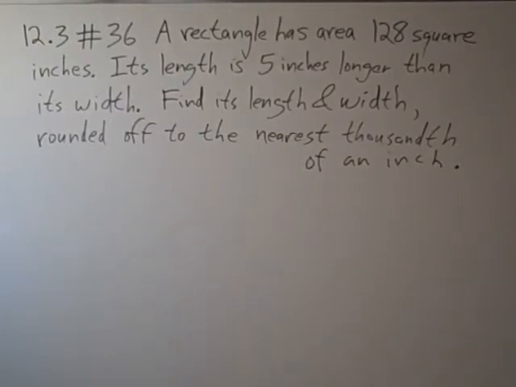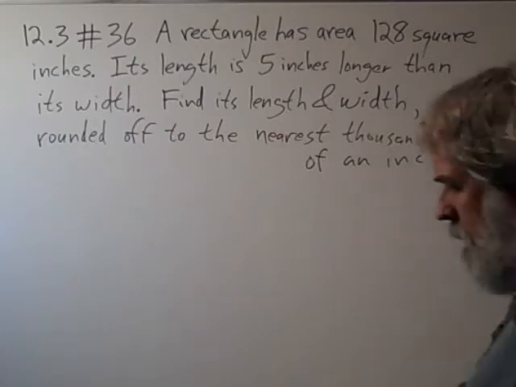A rectangle has area 128 square inches. Its length is 5 inches longer than its width. Find its length and width rounded off to the nearest thousandth of an inch.